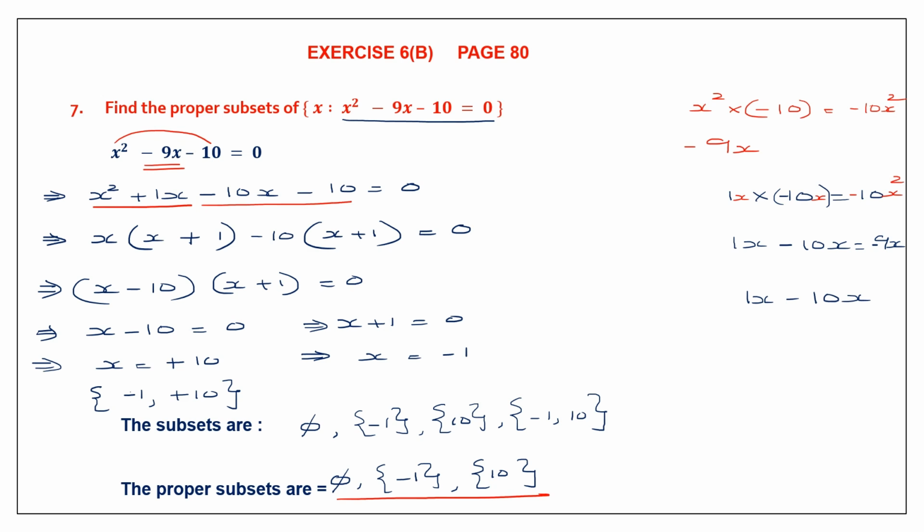So I hope you understood how to do this. First you have to solve the quadratic equation for x. Find the value of x. So once you find the value of x, those are the elements of the set x. And then you find the subsets and then the proper subsets.